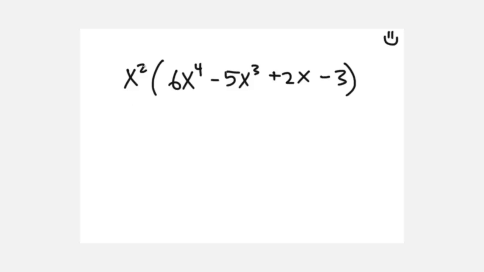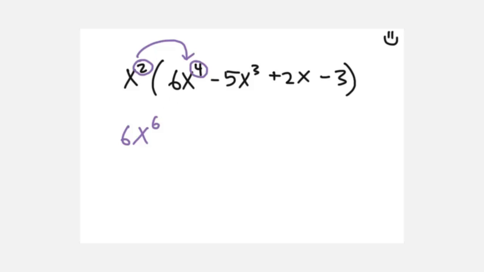Alright, now let's take a look at this one here. We have this monomial, the x squared, and we have this polynomial, which is 6x to the fourth minus 5x to the third plus 2x minus 3. Again, we want to distribute this x squared into each term inside the parentheses. Right? So the first one will give you 6x to the 6. Since we're multiplying powers, we add the exponents, right? The 2 and the 4. You add them and you get 6.